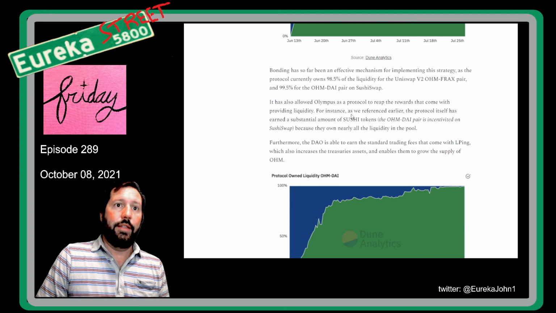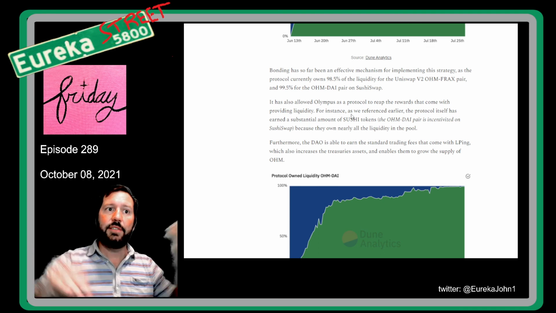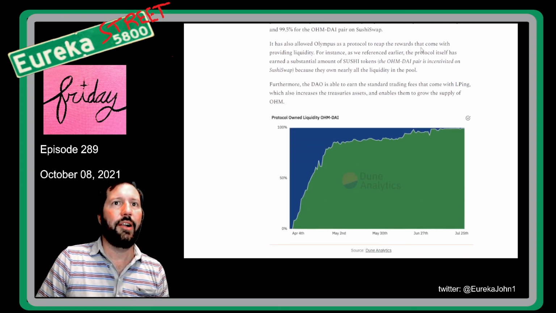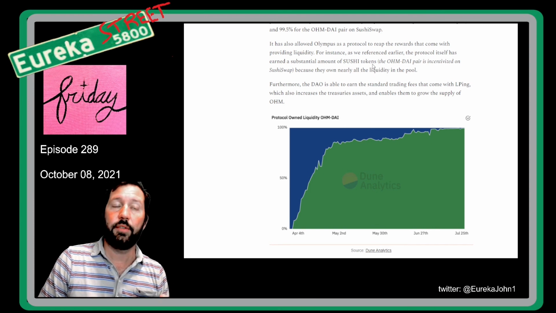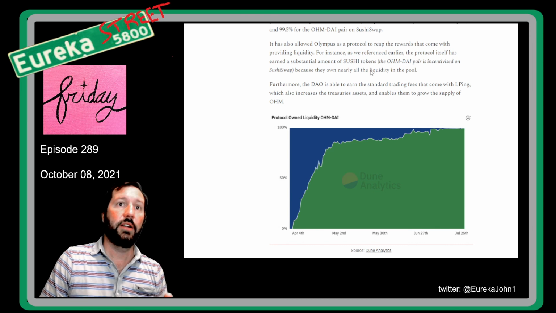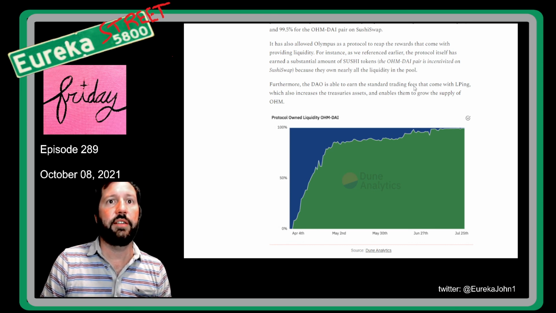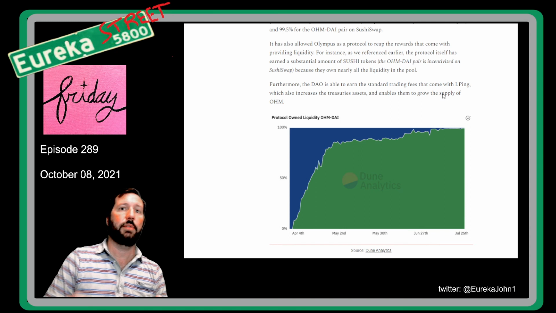So that goes into the protocol, and then it builds up their treasury, which is good for everybody. For instance, as we referenced earlier, the protocol itself has earned a substantial amount of Sushi tokens because they own those LP tokens and because they own nearly all the liquidity in the pool. Furthermore, the DAO is able to earn the standard trading fees that come with the LPing, which also increases the treasury's assets, which enables them to grow the supply of OHM.